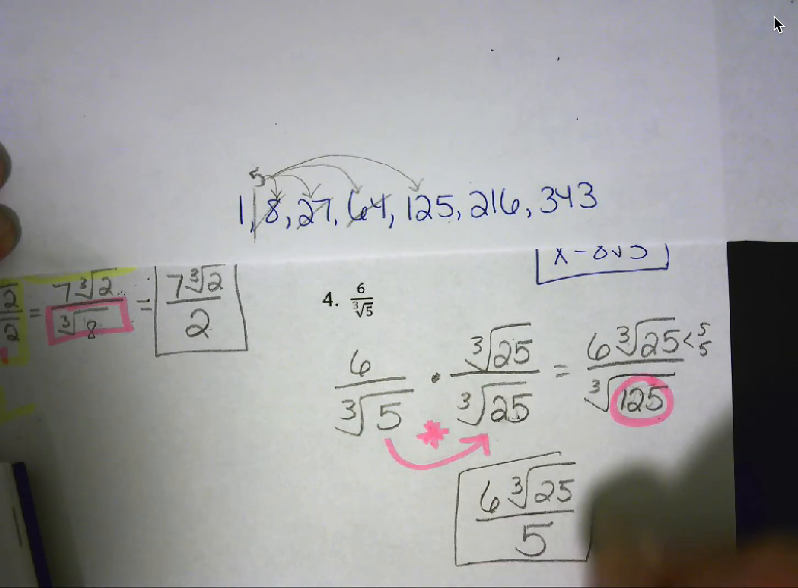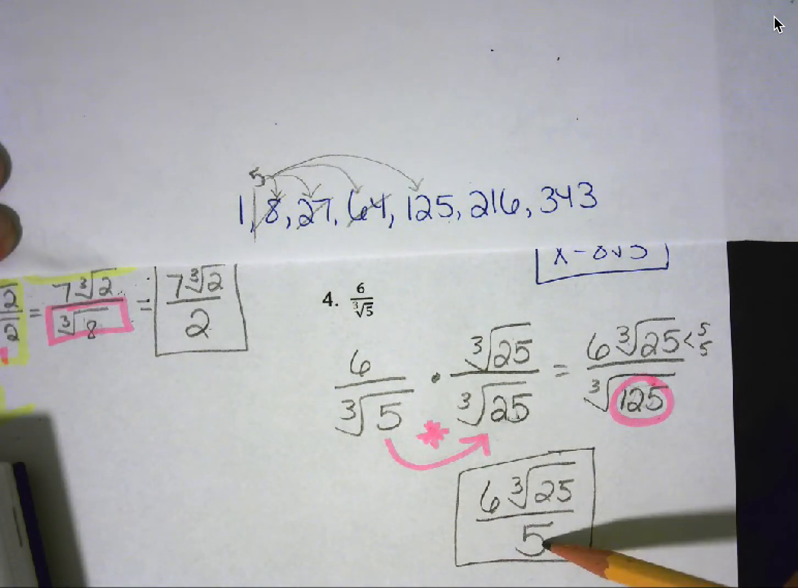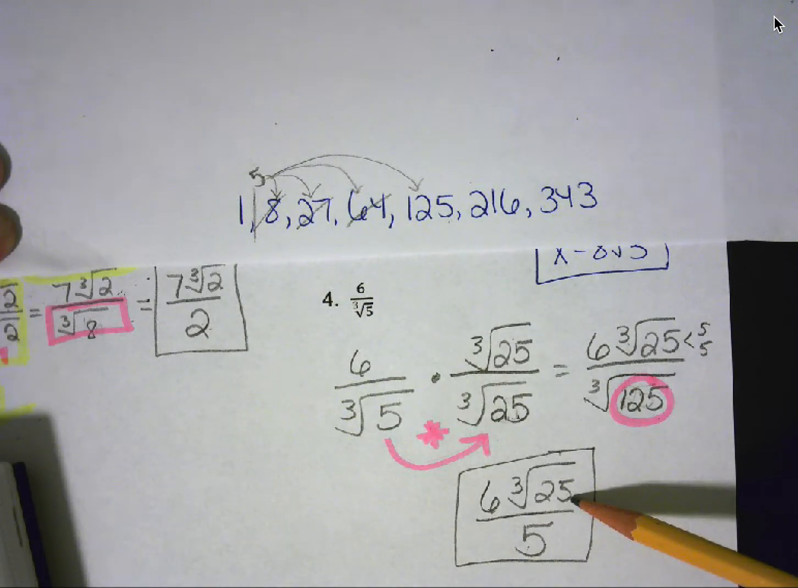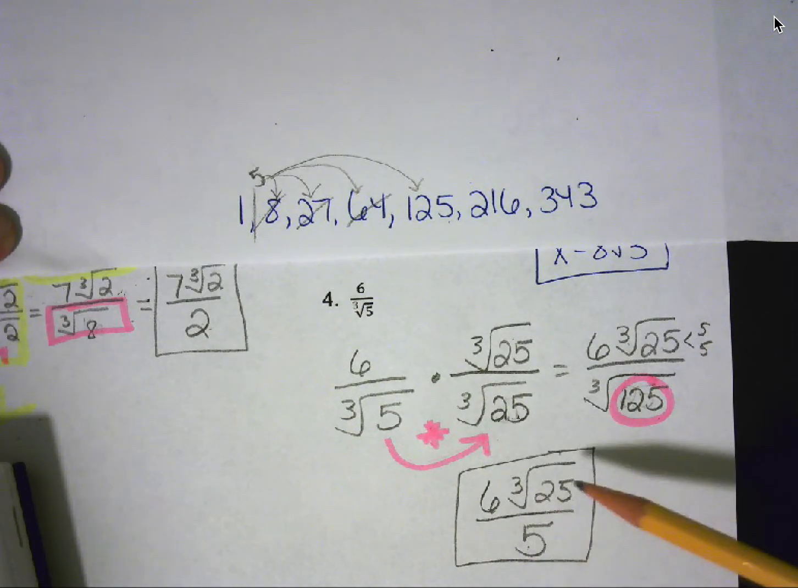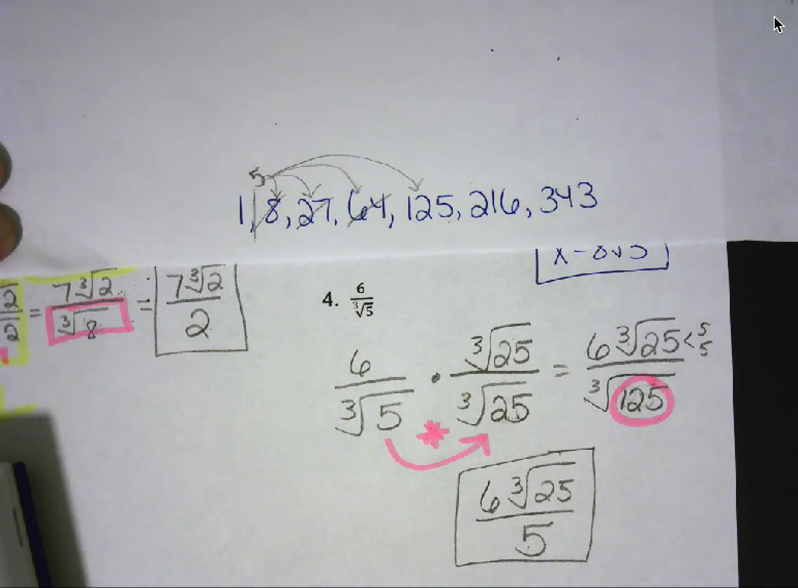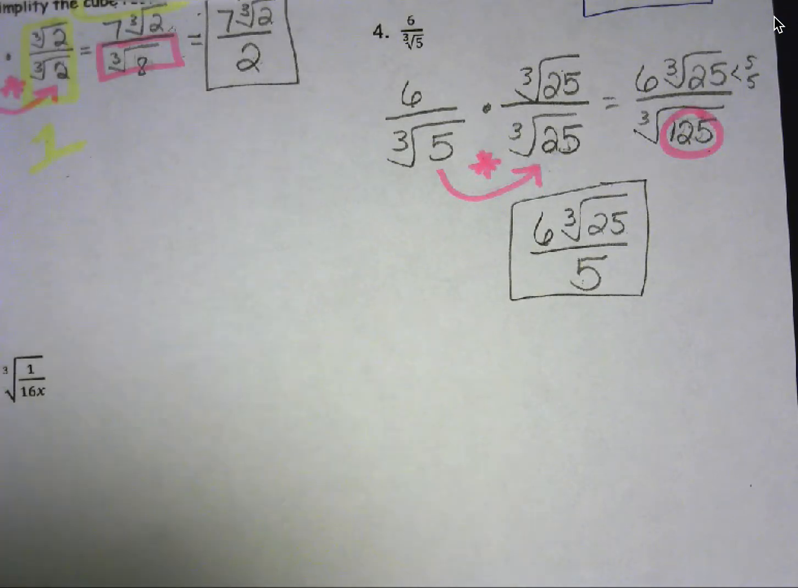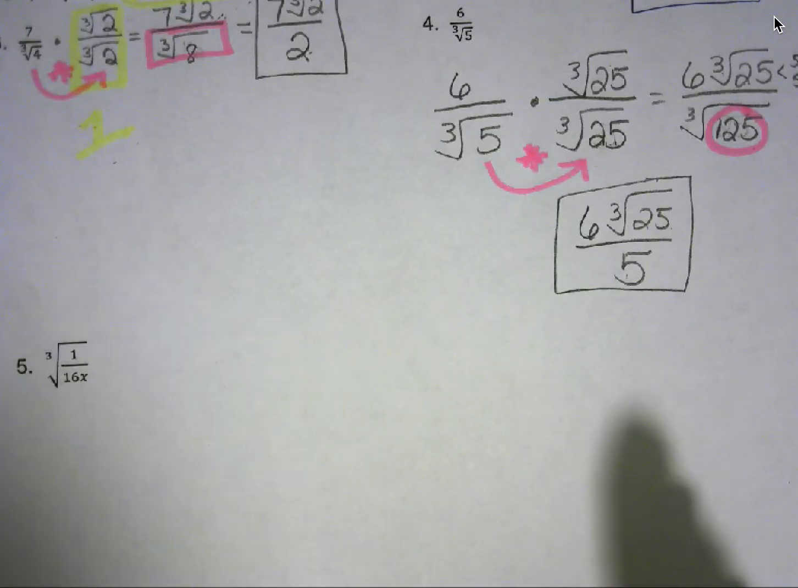And once again, just quickly ask yourself, do you have a radical here? Can these be reduced? Can this go any lower? And once you've cleared up those three questions, then you know you're done. Okay? So I just have one more.